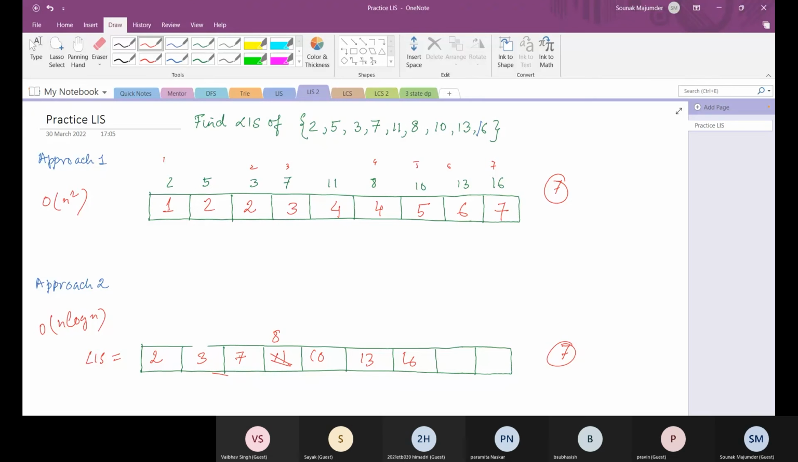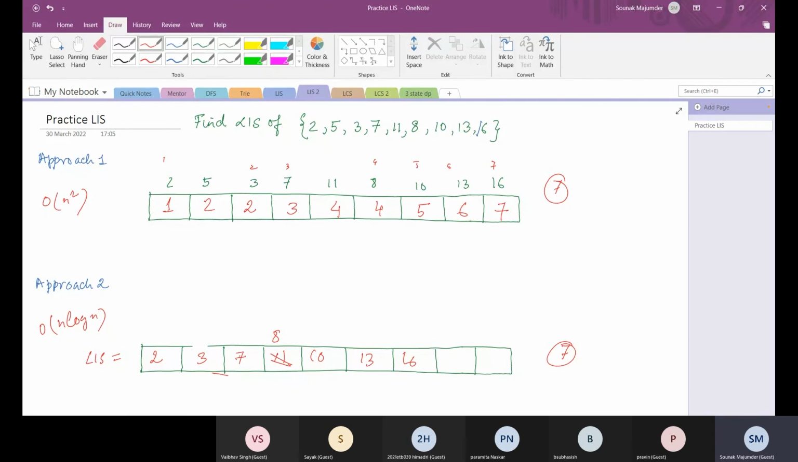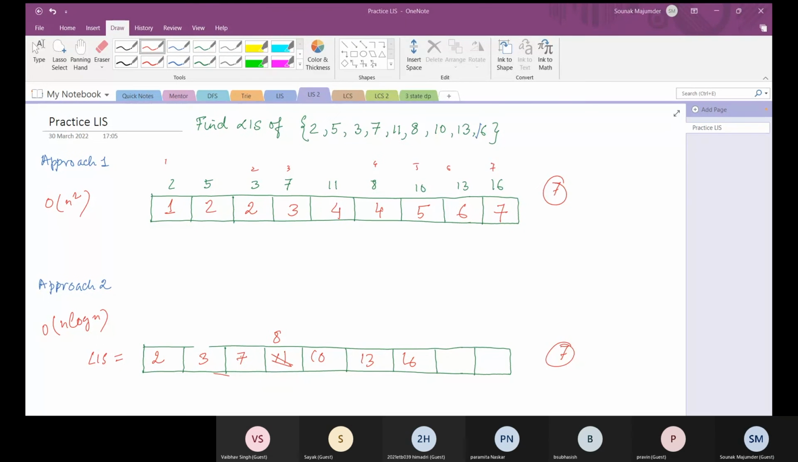So here we complete the longest increasing subsequence. Let's move quickly to the next approach. Okay, first, is there any question? Anyone who did not understand, you can speak up.